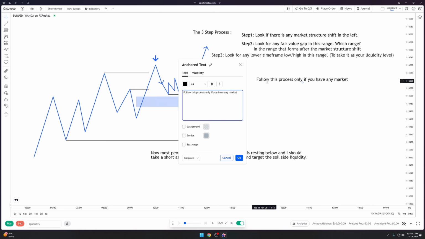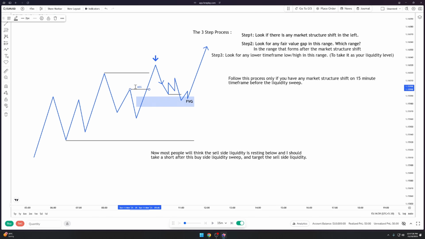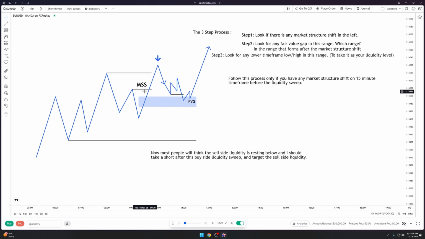But follow this process only if you have a market structure shift on the 15-minute time frame before the sweep of your key liquidity level. If there is no market structure shift on the 15-minute time frame before the sweep, only then you can expect a reversal. Let me describe it with a raw diagram so you can understand it clearly.